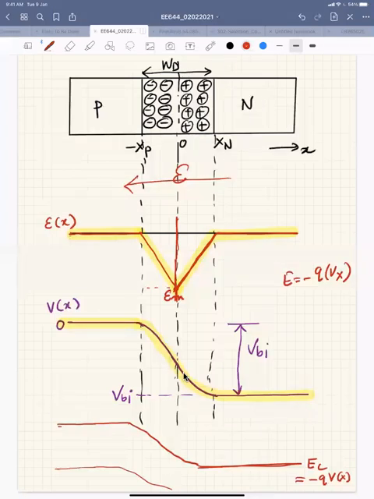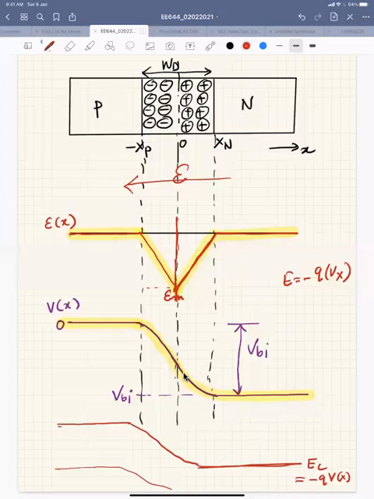All right, any questions here? Sir, the voltage at the outer surface of the p type is equal to the voltage at the outer side of the n side, right?